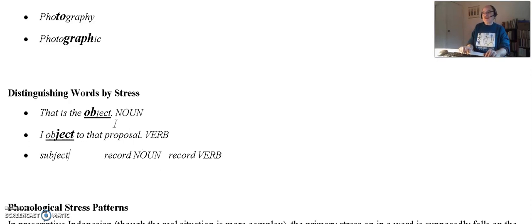We have a number of these in English. It's the same thing with subject. That is the subject and the object, and then to subject someone to something, that's a verb. And it's the same with words such as record. You record a record. Okay, the record is, oops, I didn't mean to, there we go.